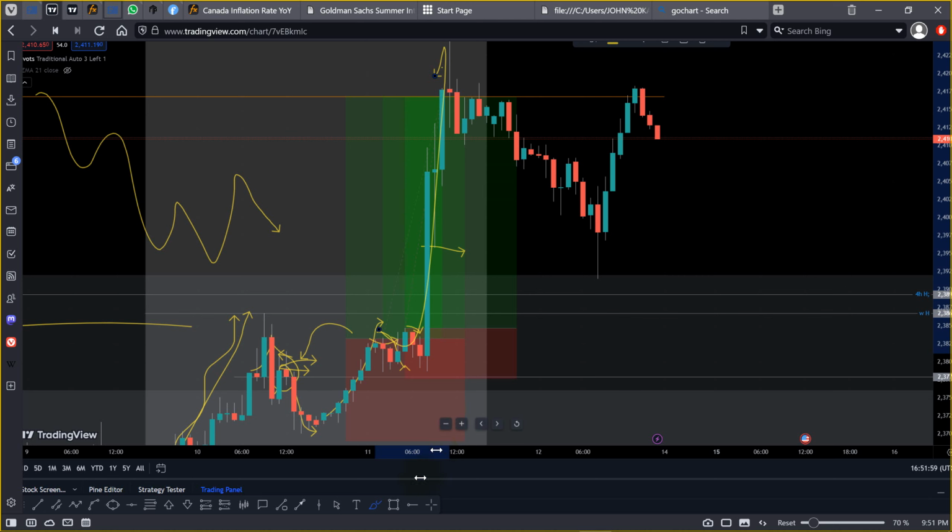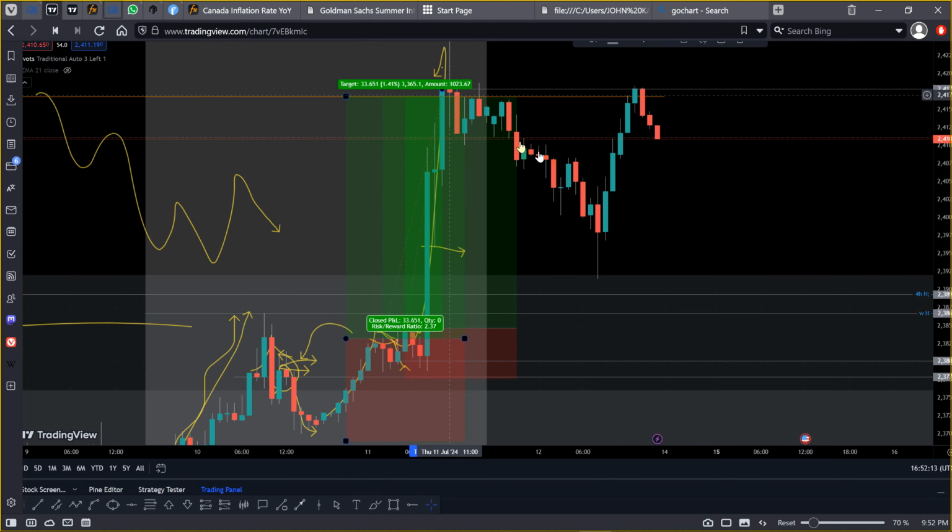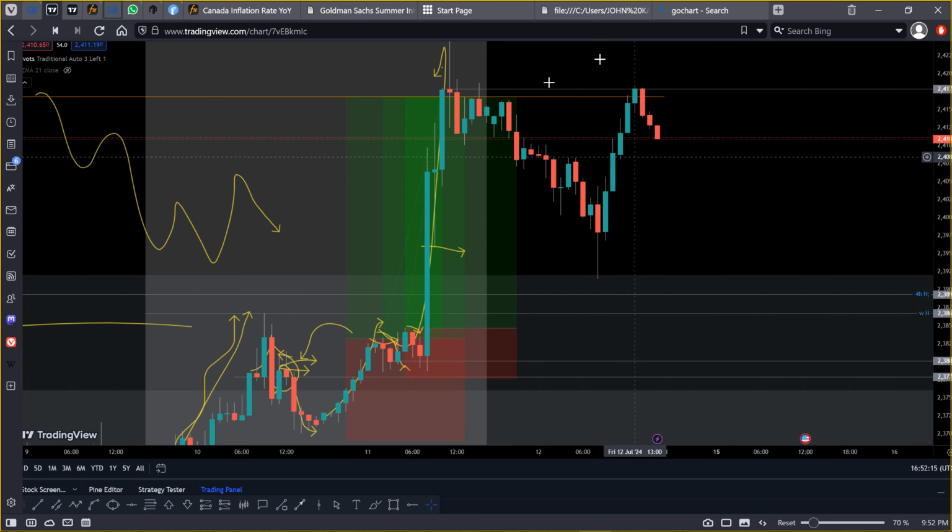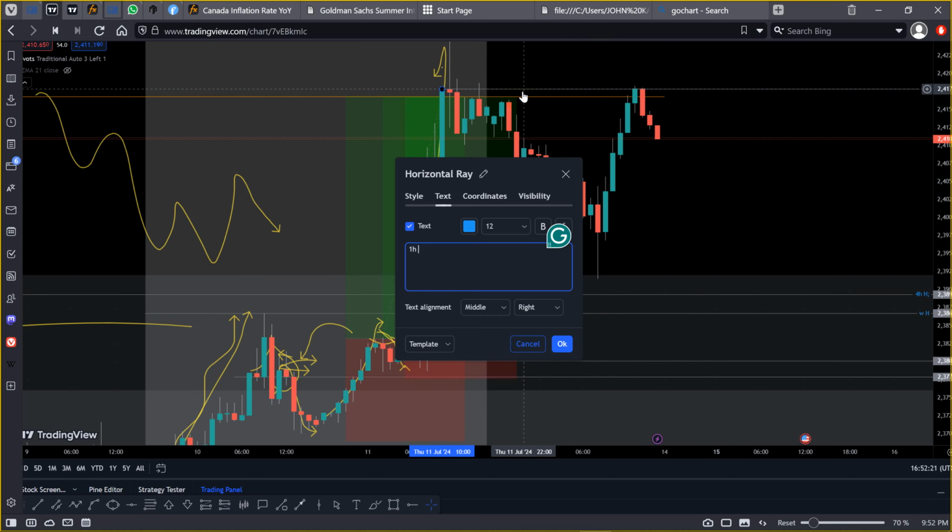And remember what I always tell you, which I do, using Mr. P's method, I place one line here, place another line here. Okay, this is our 1 hour resistance. Watch my labeling. 1 hour resistance.